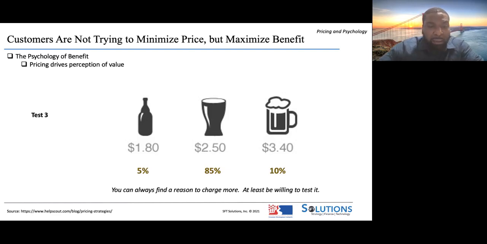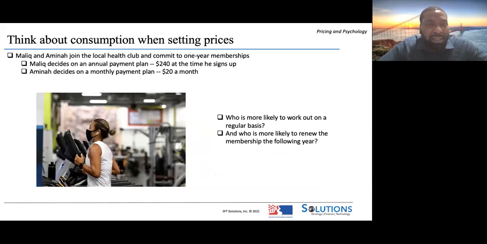So the other thing that I want you to be cognizant of is to think about consumption when setting your prices. So going back to the gym example, because it's pretty easy. Think about two people, Malik and Amina, who go to the gym to sign up at the beginning of the year. Malik gets an annual payment plan and he pays $240 right there and then, and he's done for the year as far as payment. Amina decides to pay monthly, right? So she's paying $20 a month and it's all the same, right? It's all $240 either way. Who do you guys think is more likely to work out on a regular basis? And who do you think is more likely to renew at the end of the year?